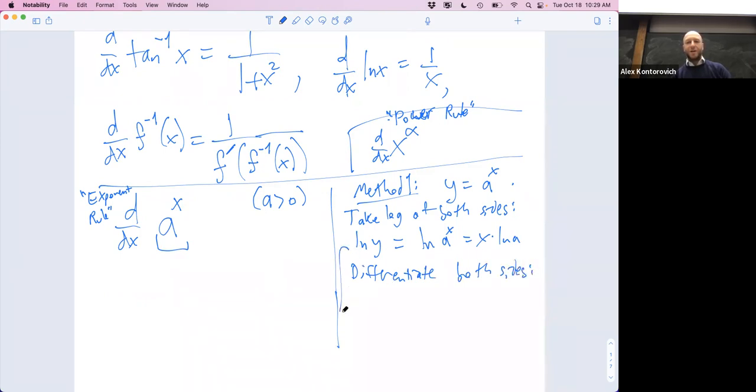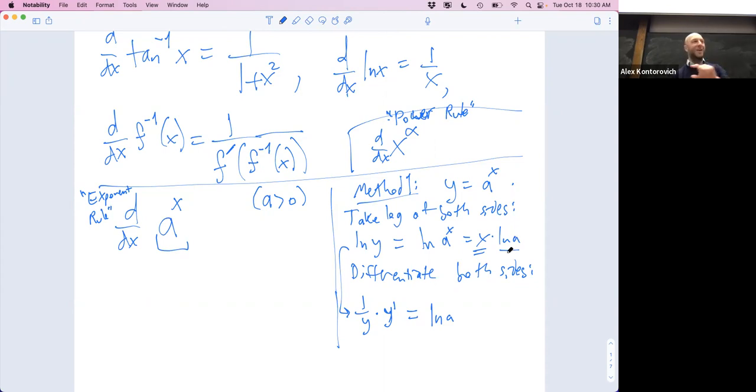And what do we get from here? So what's the derivative of the natural log of y with respect to x? Of course, we're differentiating with respect to x, and y is implicitly a function of x. The derivative of log is 1 over y, chain rule, times y prime, exactly. And y prime is what we're after. On the other hand, we have x times natural log of a. What's the derivative of that? This is a constant, right? This is x times a constant. So the derivative of x is 1, and the constant stays, natural log of a. I mean, it's not that the derivative of a constant is itself.